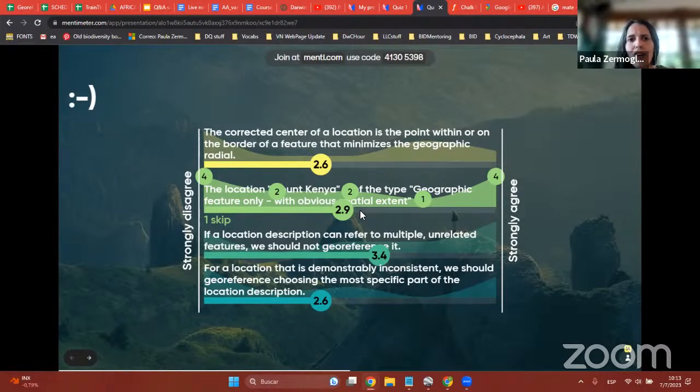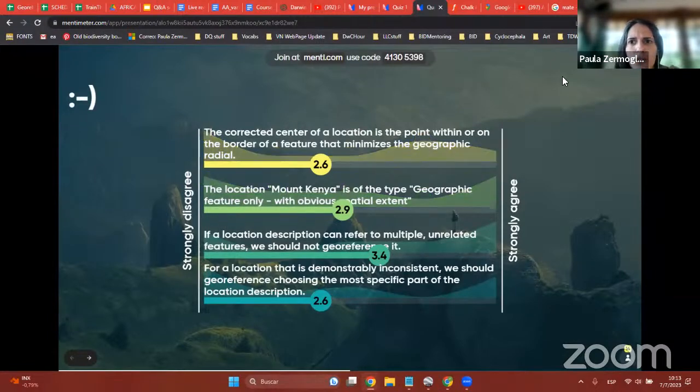Determining the limits of Mount Kenya can be very difficult. And so its spatial extent is not obvious. So this would be a geographic feature only because it's a mount. That's our type of feature, mount or mountain. But it doesn't have an obvious spatial extent.